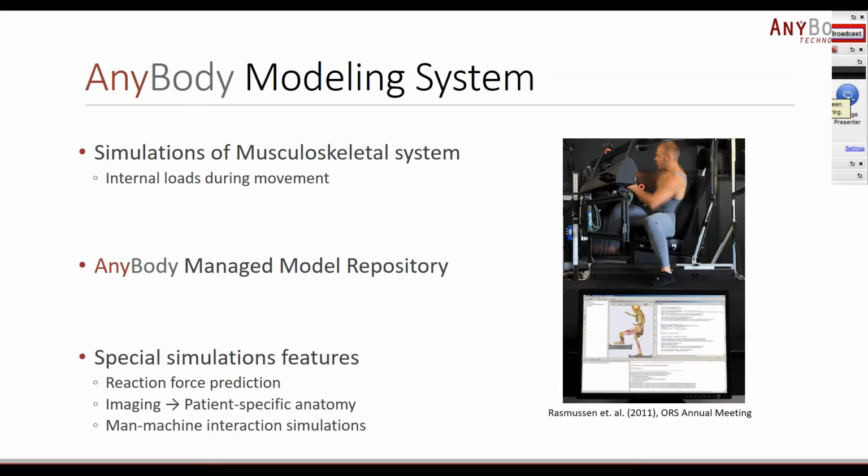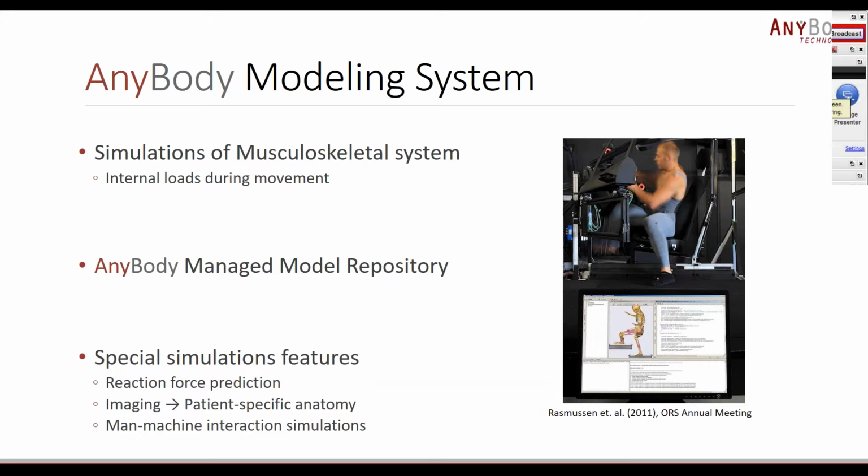So the Anybody Modeling System is a software for making simulations of musculoskeletal systems where you get internal loads during movement. The second part is the Anybody Managed Model Repository, or the MMR, which includes generic musculoskeletal models that are contributed and maintained by researchers and us here at Anybody.